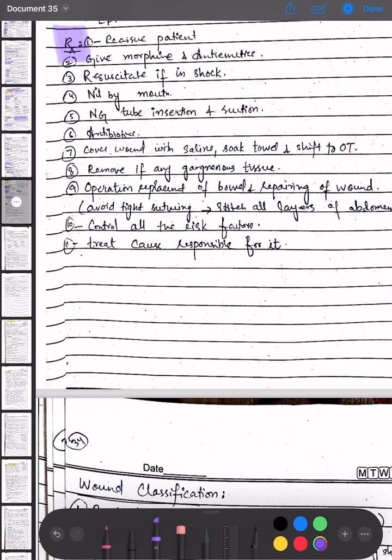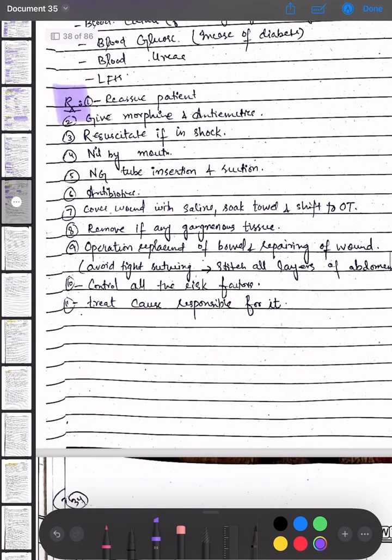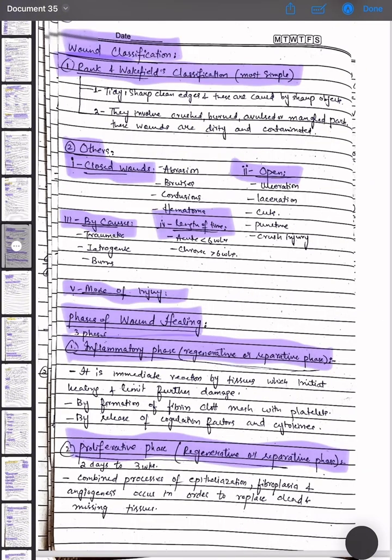So how will we provide the treatment? First reassure the patient, then do all the general measures and then treat the responsible factors for it. Coming towards the wound classification, we have two main classifications of wound. The first one is Ranke and Wakefield's classification, which is the most simple classification, and the second one is due to other different factors.